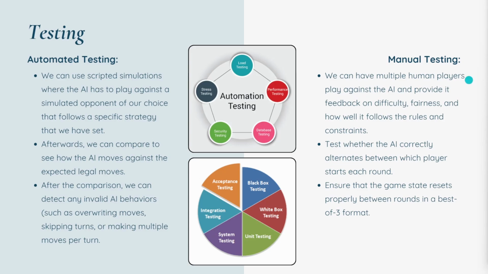Okay, so in this slide we have two pictures right here. So this is automation testing, and usually the testing that is part of it is load testing, performance testing, database testing, security testing, and stress testing. Not all of these are relevant in our use case scenario, but these are the components of automation testing. So for the components of manual testing, we have acceptance testing, black box testing, white box testing, unit testing, system testing, and integration testing. Once again, not all of these will be relevant for us, but just to let you guys know, these are the components of each testing, such as automation testing and manual testing.